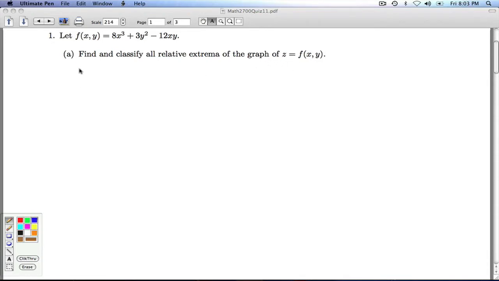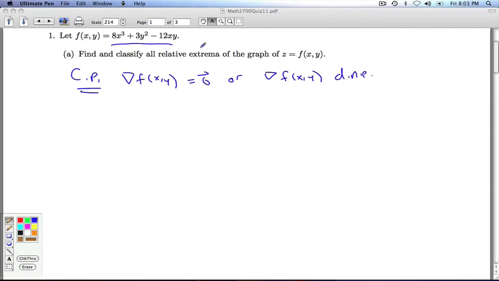So when we're looking for relative extrema, we're looking for critical points. And we remind ourselves critical points are places where the gradient vector either zeroes out or the gradient does not exist. As we look at our friendly function f, it's a nice happy polynomial. We're not going to have to worry about these points. We're just going to have to worry about finding those points. So to that end, let's find the partial derivatives.